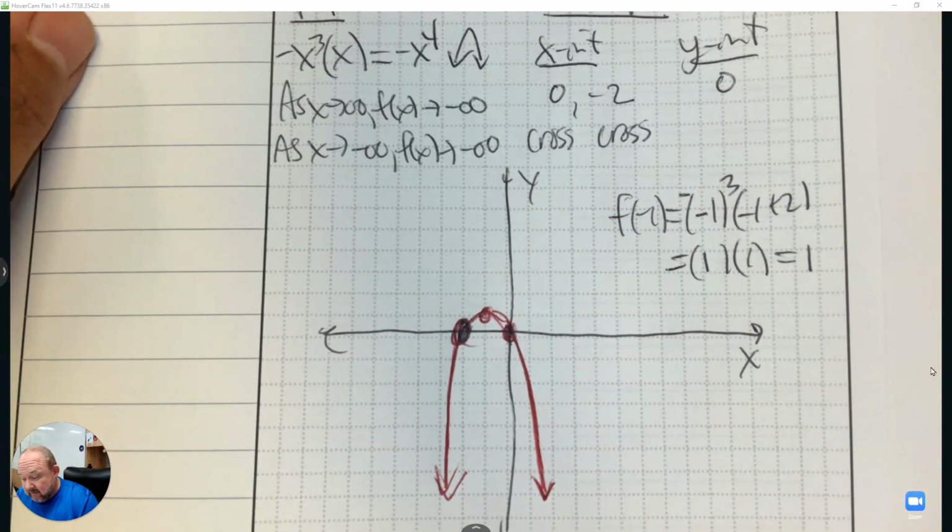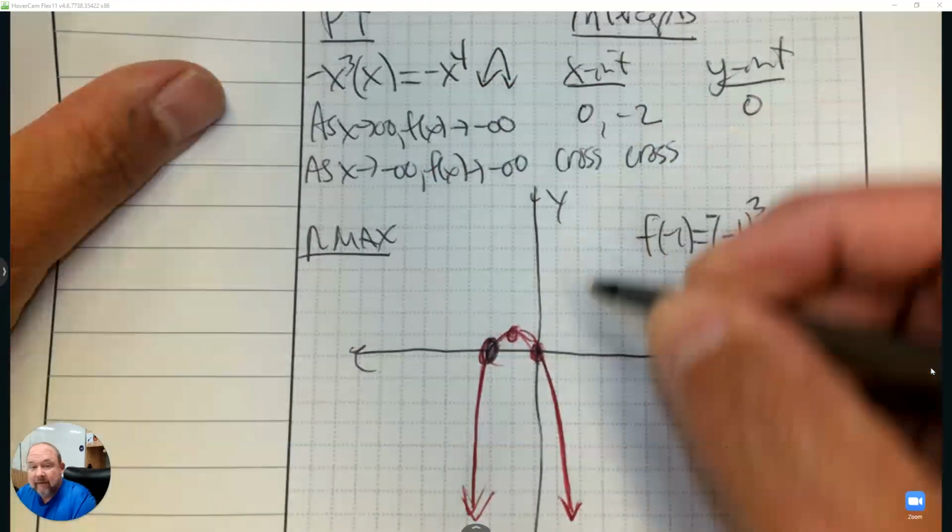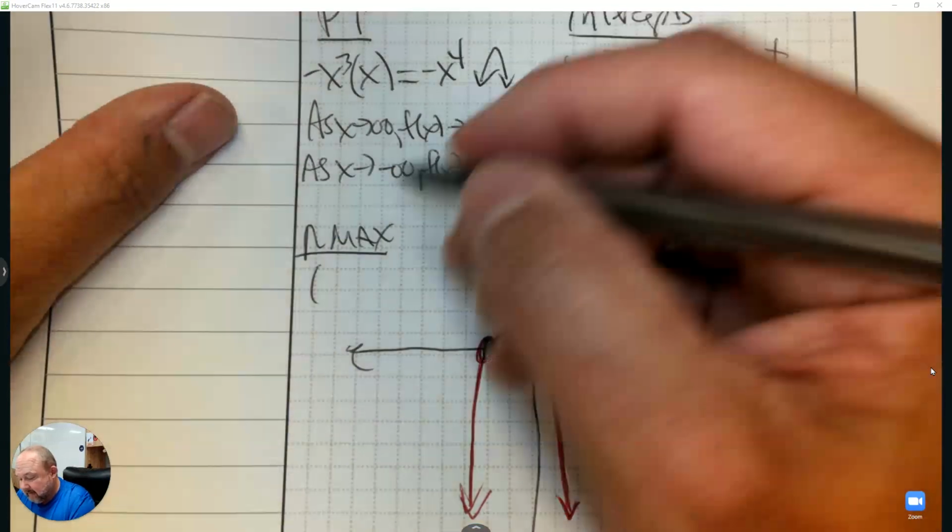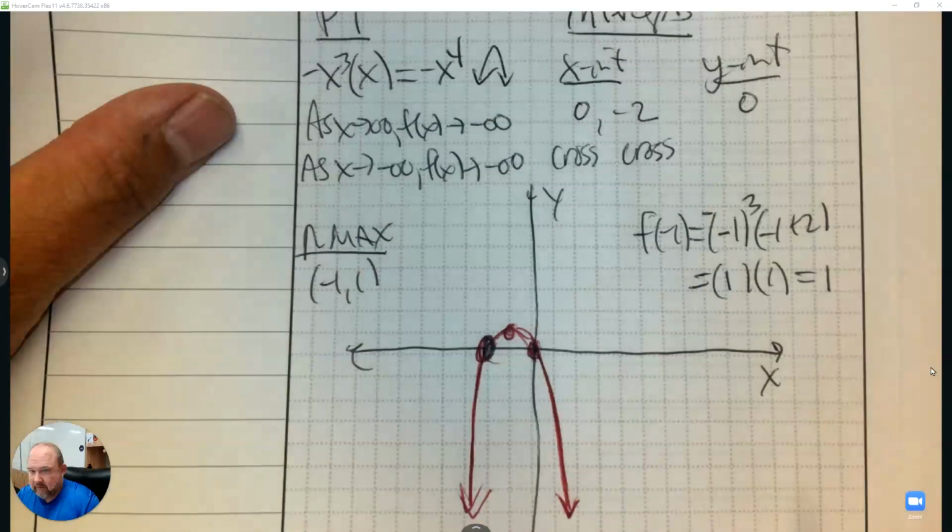So this is an example that only has a maximum. There's no relative minimum. There's only a high turning point, and that was at negative 1 and positive 1. That's an R.